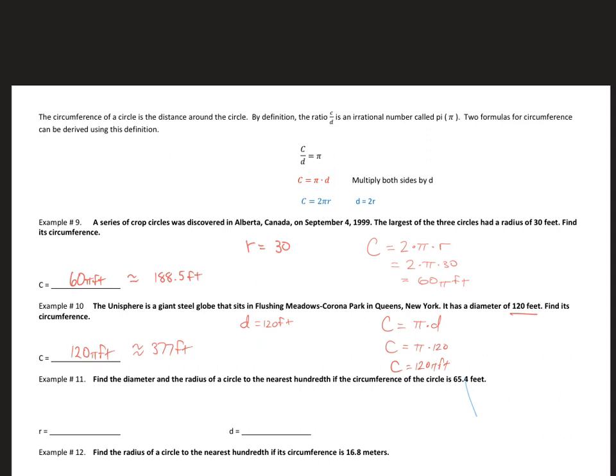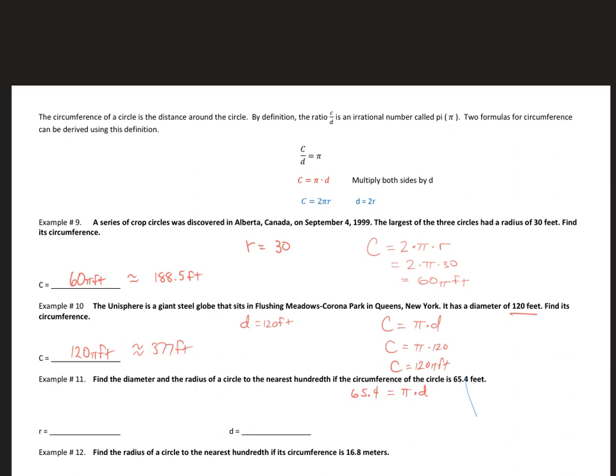Find the diameter and the radius of a circle to the nearest hundredth if the circumference of the circle is 65.4 feet. So we're just going to use one. I'm going to find what the diameter is first, because once I know the diameter, then I could use the diameter formula to find the radius. So 65.4 is equal to pi times d.